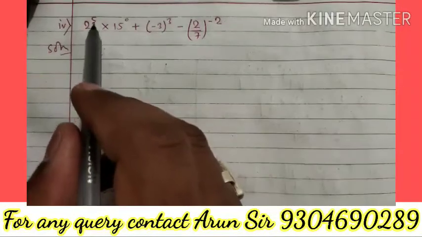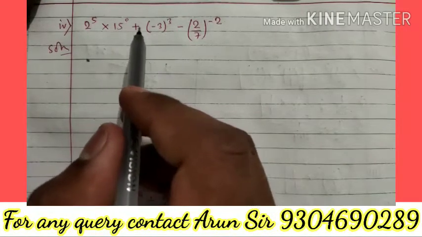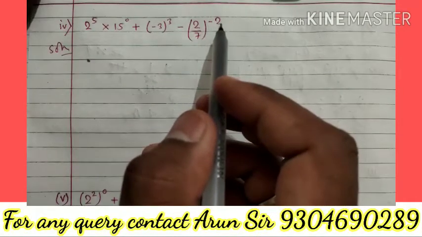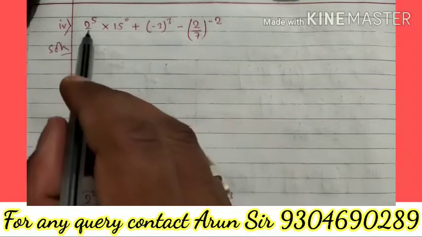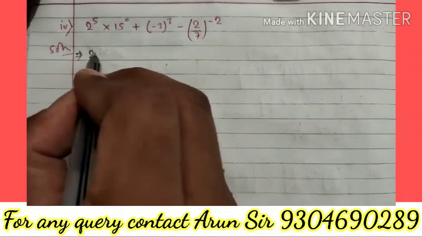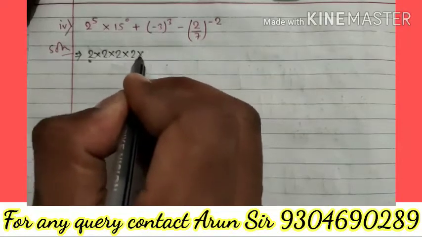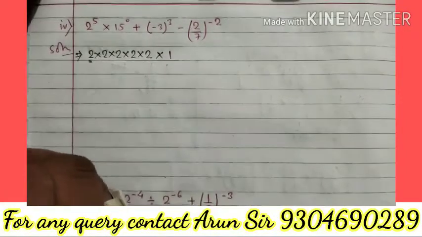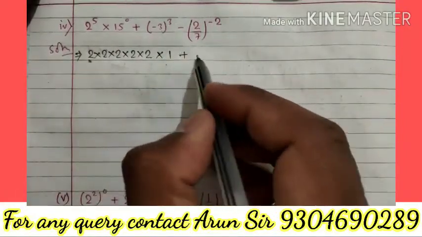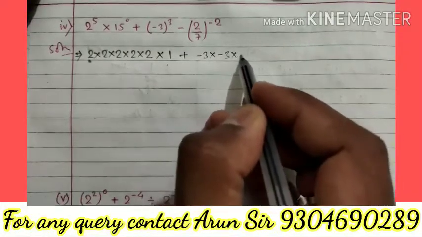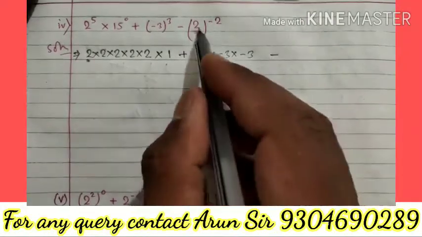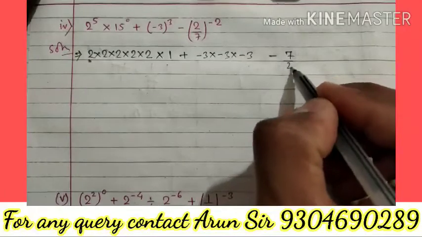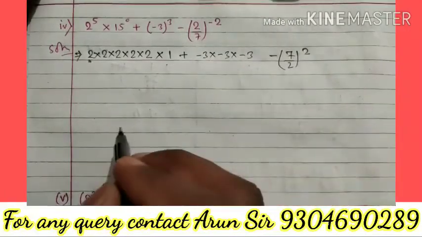Question 4 is 2 to the power 5 into 15 to the power 0 plus minus 3 to the power 3 minus 2 by 7 to the power minus 2. This we have to find the value. First we will write 2 to the power 5. It means 2 will be multiplied 5 times, into 15 to the power 0. We know that any number to the power 0 is equal to 1, plus minus 3 to the power 3. It means minus 3 into minus 3 into minus 3, minus 2 by 7 to the power minus 2. First we will make the power positive. It will become 7 by 2 to the power 2, taking the reciprocal.